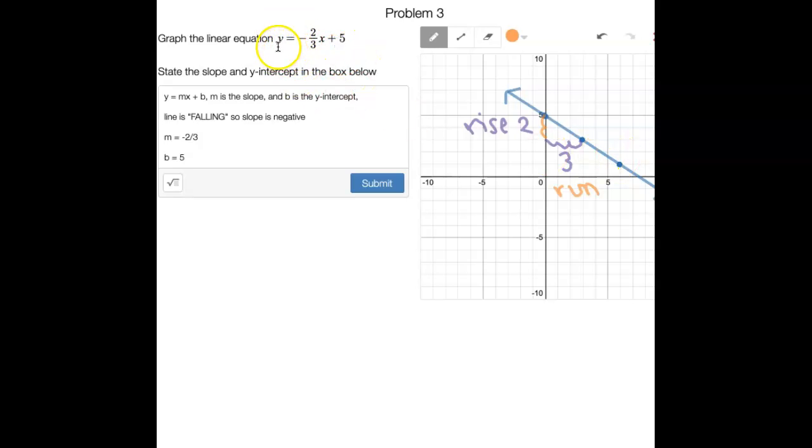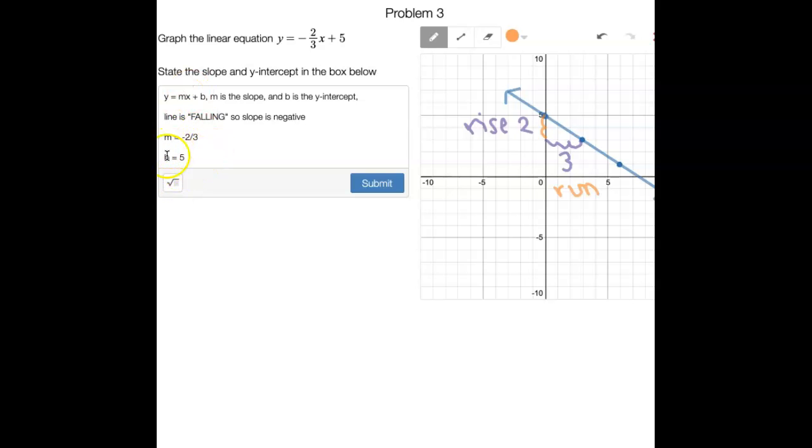If it's in this form, y equals mx plus b, which I have here, m is the slope, so negative 2/3 is the slope. B is the y-intercept, that's 5, so just restating here, the line's falling. Again, slope here is negative 2/3. Y-intercept b is 5. Remember, b for begin, m for move.